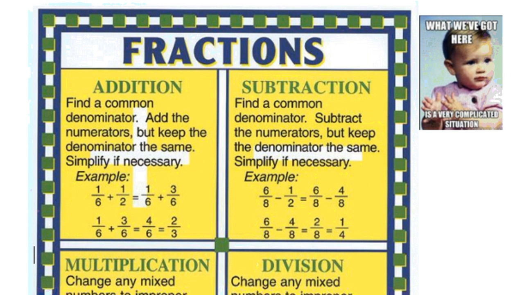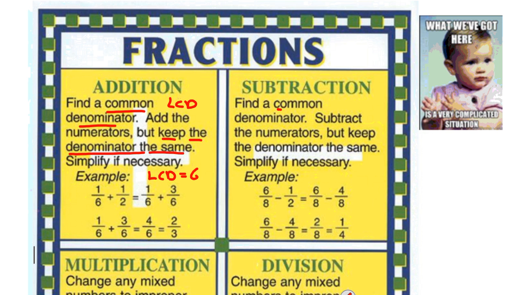So let's just read through this. Fractions, addition: find a common denominator, your LCD. Add the numerators, but keep the denominators the same. That's what sometimes I notice people don't do. Keep the denominators the same. So work out your LCD. LCD equals 6. Keep the denominators the same. Keep them 6 and 6. So your final answer is 4/6, which simplifies to 2/3.